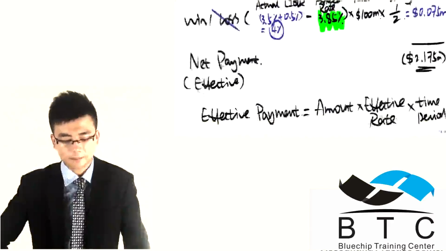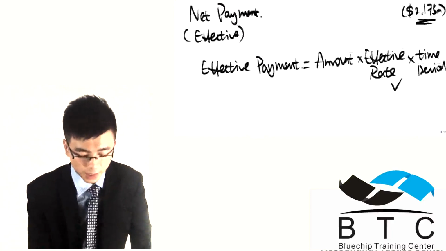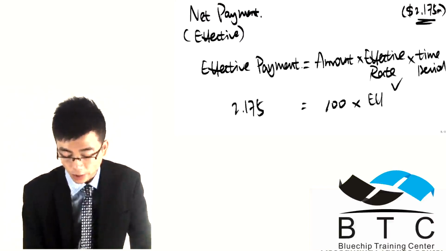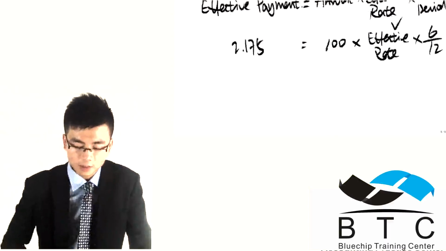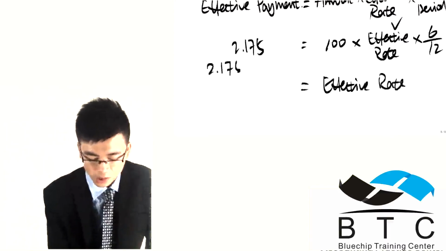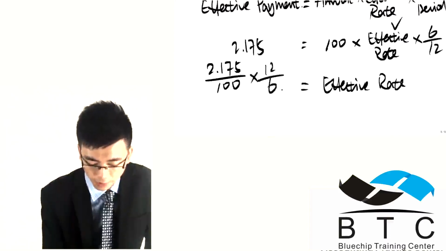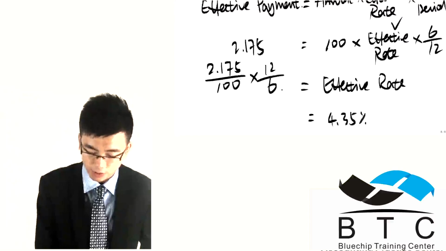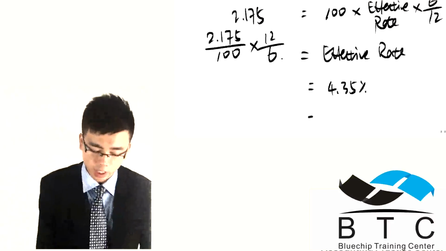So in this question we can see that we need to work out the effective rate. So we see that the effective payment is 2.175 and the amount we're going to borrow is 100, and we don't know the effective rate, but we know the time period is 6/12. So from that perspective, the effective rate will equal 2.175 divided by 100 and then multiplied by 12 divided by 6. Just to swap it around, it gives us the effective rate of 4.35%.